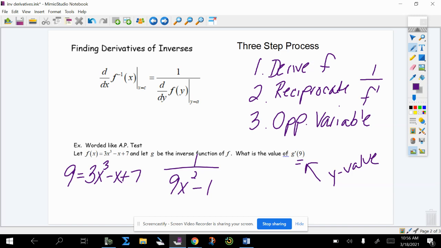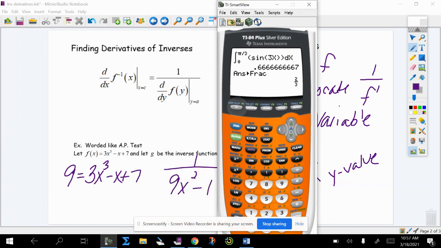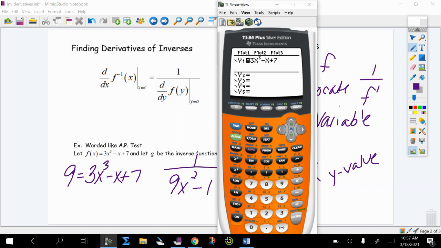This is not something you can solve by hand. So here's where a calculator comes in. What you're going to do on your calculator is go to your graph. You're going to type in this function, 3x cubed minus x plus 7, and I want to know when it equals 9. So I'm going to make my next line 9, and I'm going to hit graph.